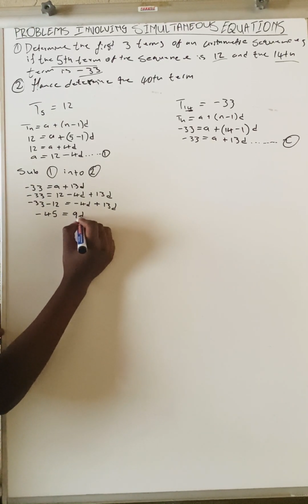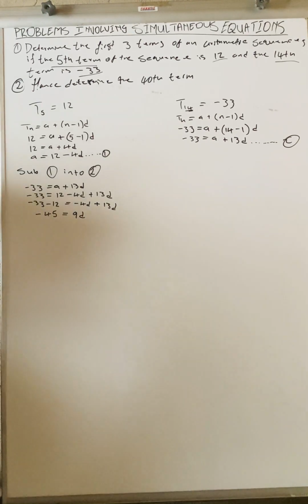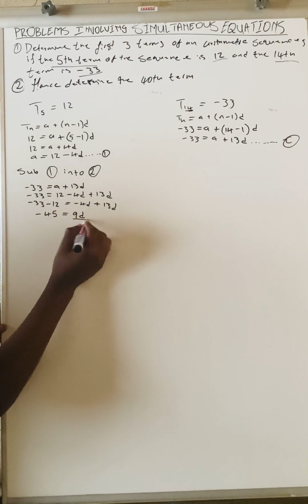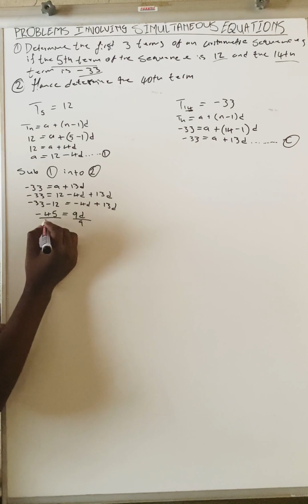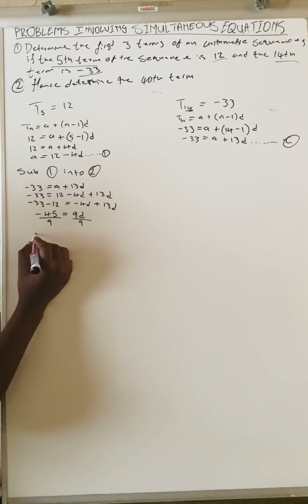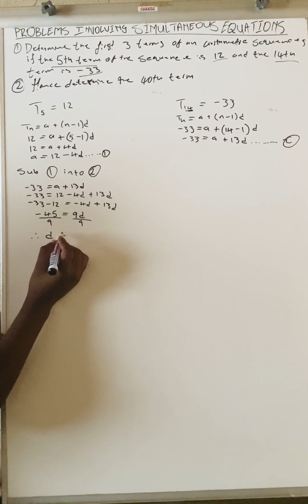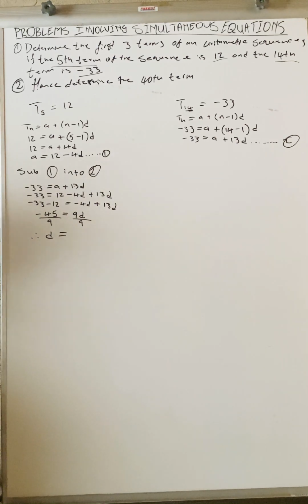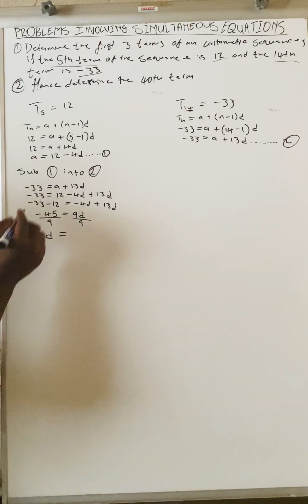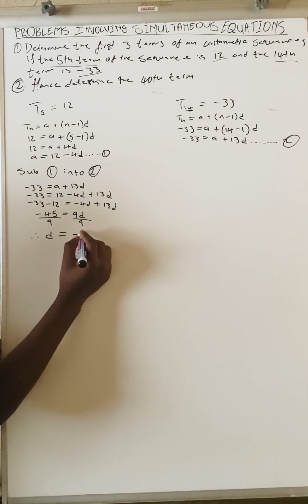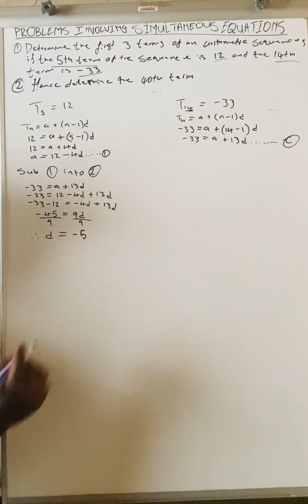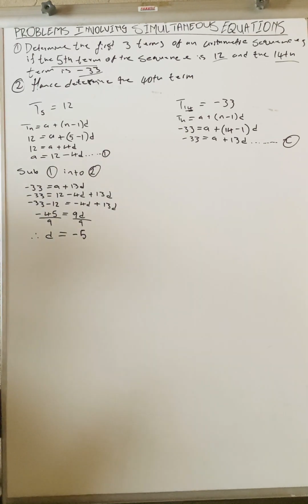Positive 9D. Here you need D, you don't want 9D, so you divide both sides by 9. Therefore D will be equal to what? 9 into 45 goes 5 times, and here you have negative, so negative 5. Now you know your D.